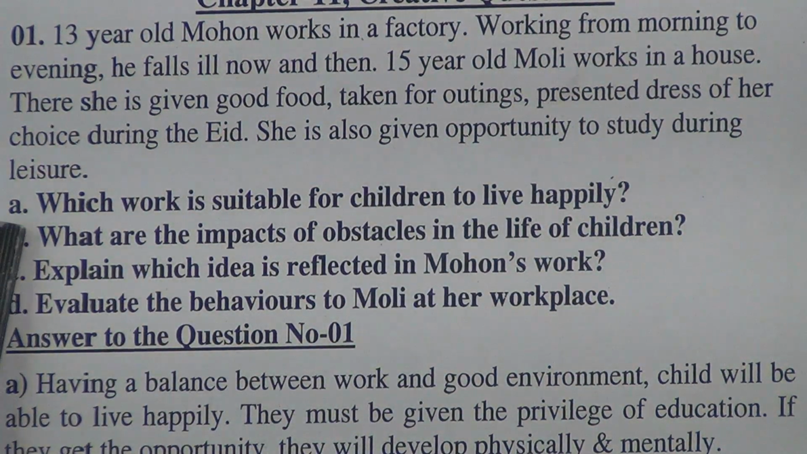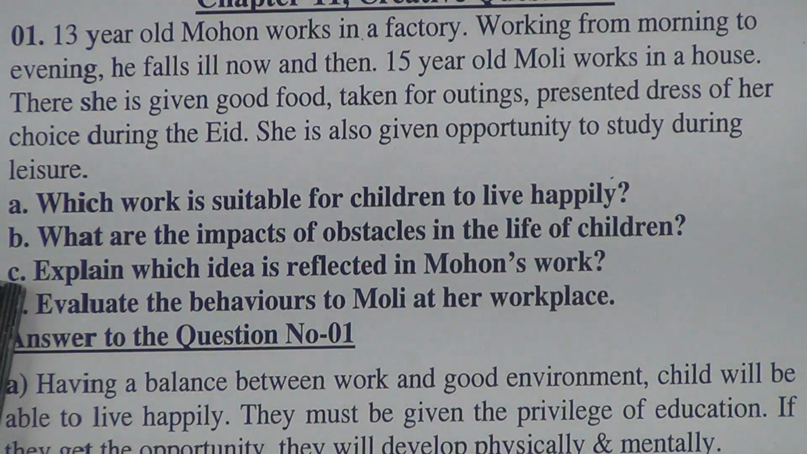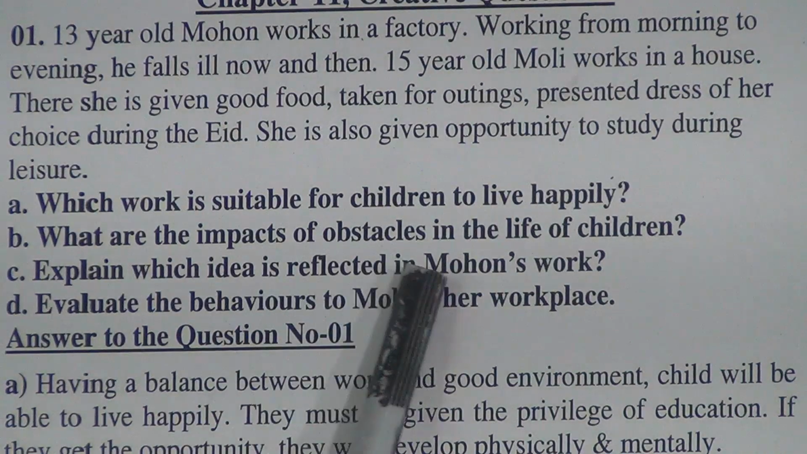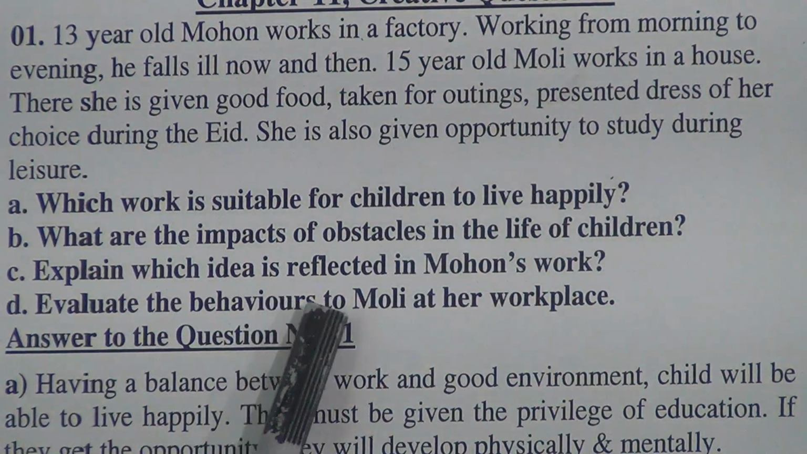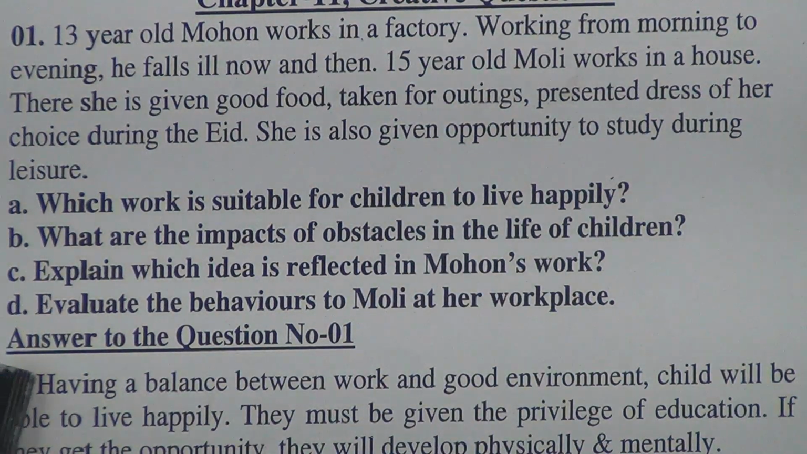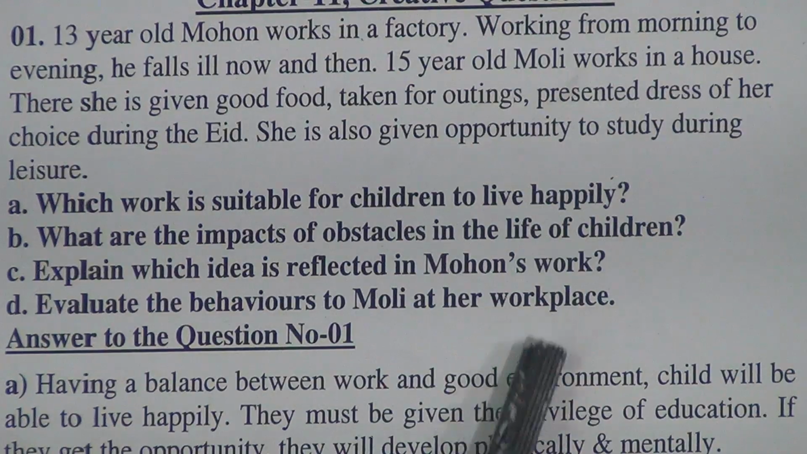So question number 1 is, A, which work is suitable for children to live happily? B, what are the impacts of obstacles in the life of children? C, explain which idea is reflected in Mohan's work. D, evaluate the behaviors to Molly at her workplace.